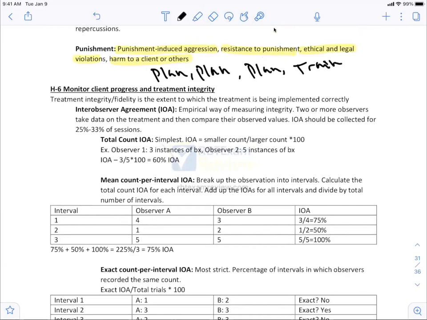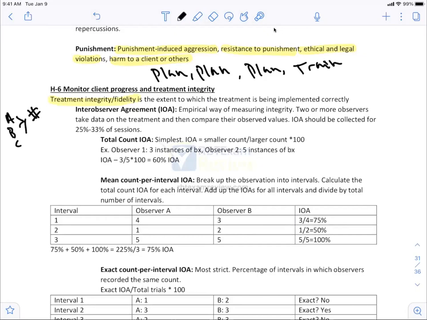So what is IOA? IOA is inter-observer agreement. We're looking for treatment integrity or fidelity. Is our treatment being implemented correctly? With IOA, we can empirically measure that. We're going to take 2 or more people to take data on the treatment and then compare the observed values. So let's just say observer A, B, and C all watch the same thing. They take data and they get a number. That's IOA. IOA should be collected for 25 to 33% of sessions, give or take. You're really looking for 90% or above in IOA.